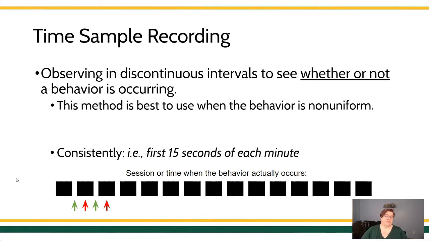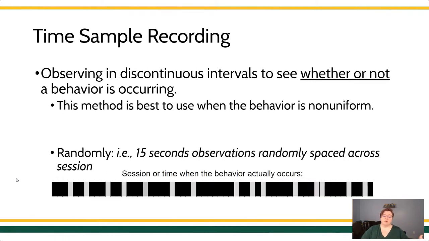Another way that you can do time sample recording is rather than being very consistent and saying you're going to observe for the first bit of time out of a larger interval, maybe you're a little bit more random. This could be more like a parent checking in on a child to see if they're doing their homework. The parent doesn't necessarily have a timer that says, you know what, every 3 minutes I'm going to go see if Junior is working on math. Maybe they come in every 4 minutes and then 8 minutes and then 2 minutes and so on and so forth. But they're not necessarily scheduled.